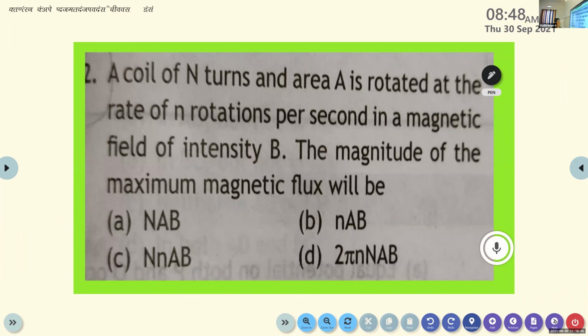Second question: a coil of n turns and area A is rotated at the rate of n rotations per second in a magnetic field of intensity B. The magnitude of the maximum magnetic flux will be: capital NAB, small nab, capital N small nab, or 2 pi NAB.